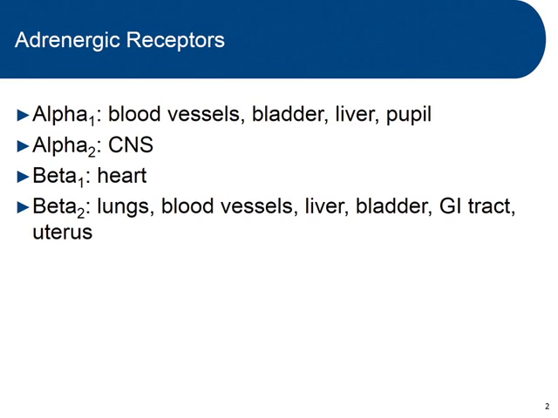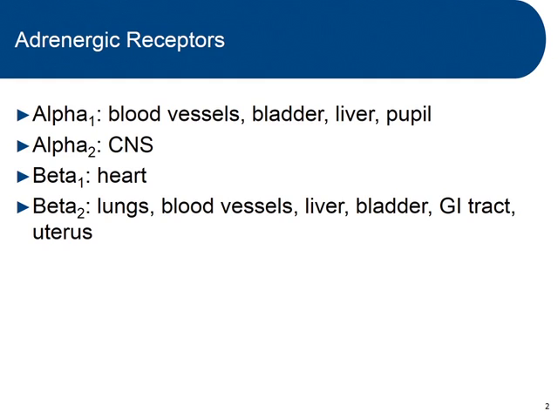So just as a quick reminder, the four different adrenergic receptor types are alpha 1, alpha 2, beta 1, and beta 2. And, again, these specific receptor types tend to be located in specific types of end organs. So alpha 1 are in the blood vessels, the bladder, the liver, the pupils. Alpha 2 are in the CNS. Beta 1 is in the heart.